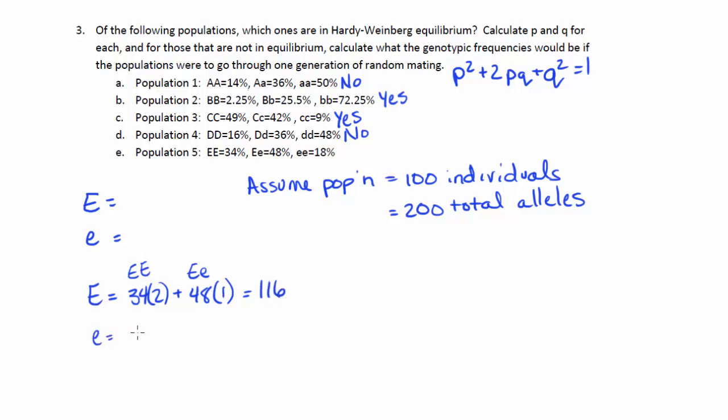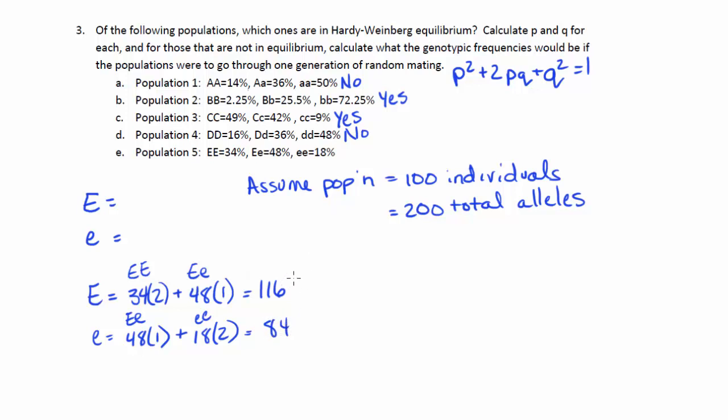For lowercase e, we've got the heterozygous ones. So there are 48 of those. They have 1 copy each. Plus we have the homozygous recessive ones. There's 18 of those. They have 2 copies each. So if we look at that, we get 84 when we solve it.